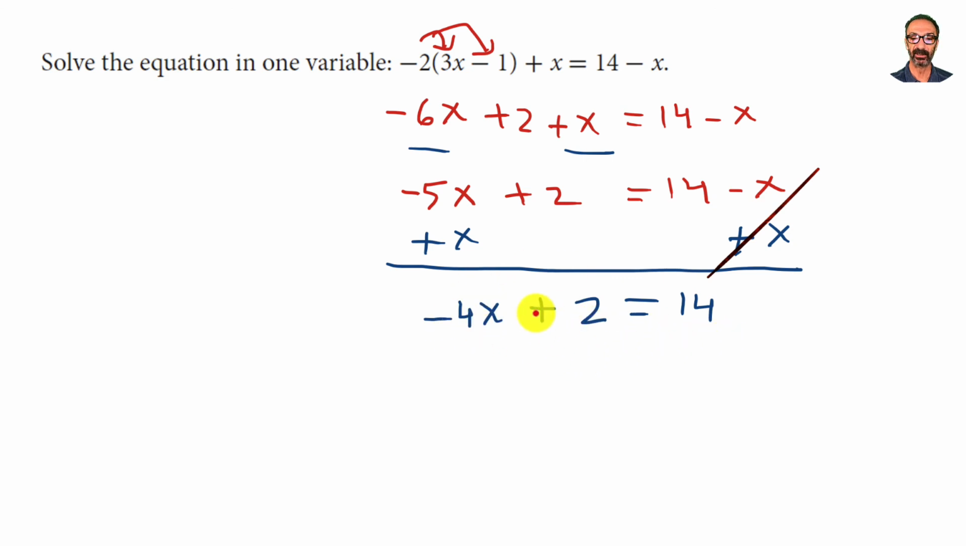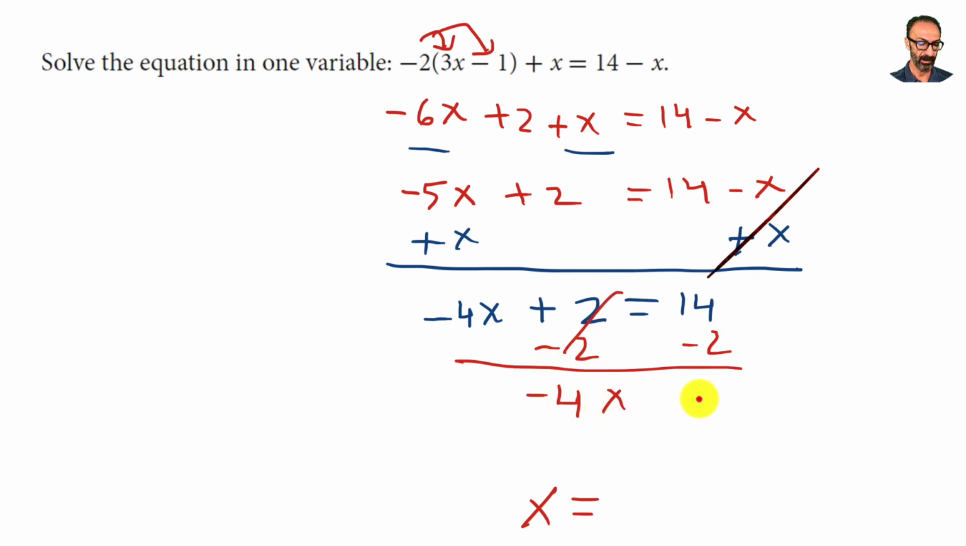I need to clean it up and have x on the left by itself. The concept is always having x on the side by itself. That's called solving. So let's get rid of 2. Subtract 2, subtract 2. I get minus 4x equals 12. Divide by negative 4. Divide by negative 4. And I get x equals negative 3. And negative 3 is our answer.